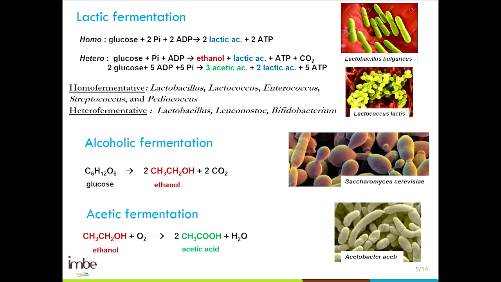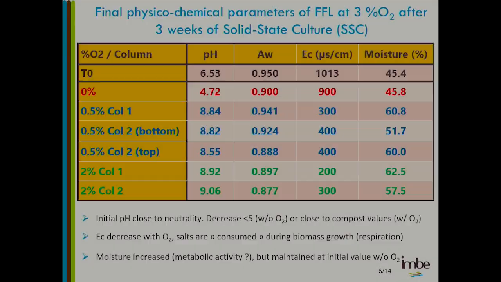This is a rapid reminder of the fermentations that can occur during the process. Lactic fermentation, homolactic or heterolactic. Homolactic gives only lactic acid. Heterolactic can give ethanol and acetic acid. Alcoholic fermentation especially with yeast. And eventually acetic fermentation from ethanol to acetic acid with bacteria such as Acetobacter.